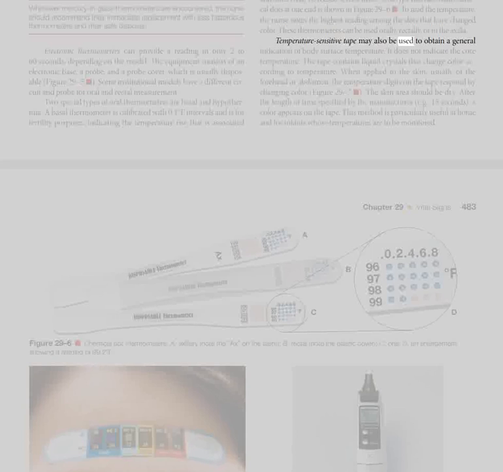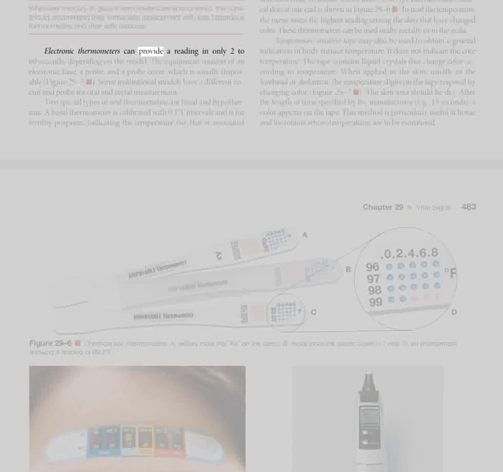Temperature-sensitive tape may also be used to obtain a general indication of body surface temperature. It does not indicate the core temperature. The tape contains liquid crystals that change color according to temperature. When applied to the skin, usually of the forehead or abdomen, the temperature digits on the tape respond by changing color, figure 29-7. The skin area should be dry. After the length of time specified by the manufacturer, for example, 15 seconds, a color appears on the tape. This method is particularly useful at home and for infants whose temperatures are to be monitored.